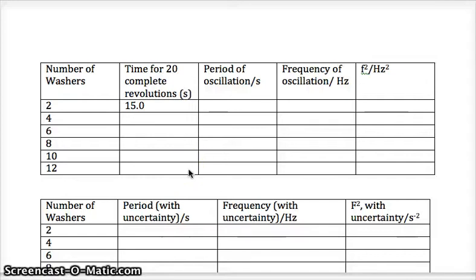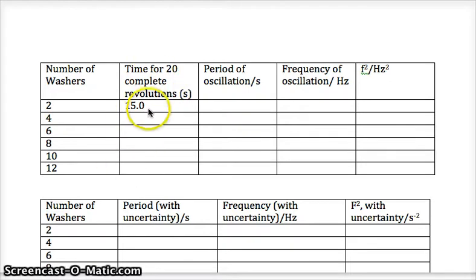Okay, hi everybody. It looked like some people were confused today about how to propagate the uncertainty, how to calculate the uncertainty given your data in your lab today. So I wanted to explain it to you just very quickly. I want to start with assuming that you have the time for 20 complete revolutions or oscillations.